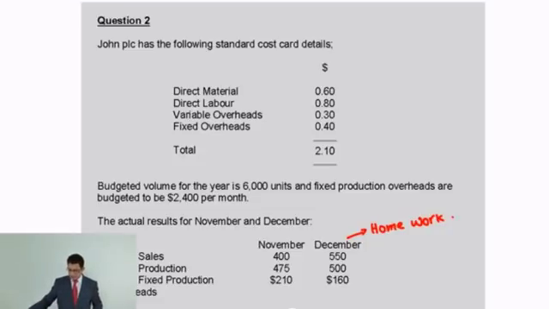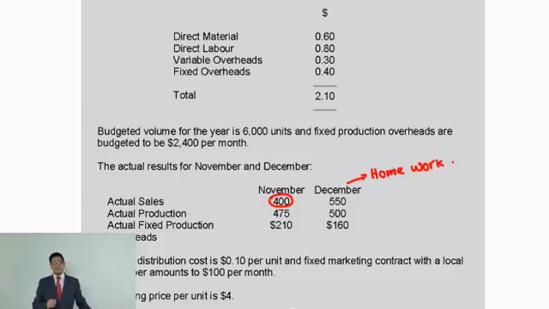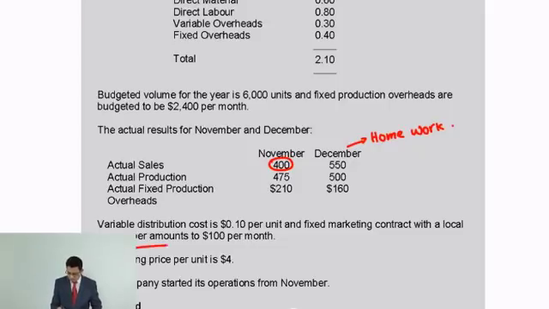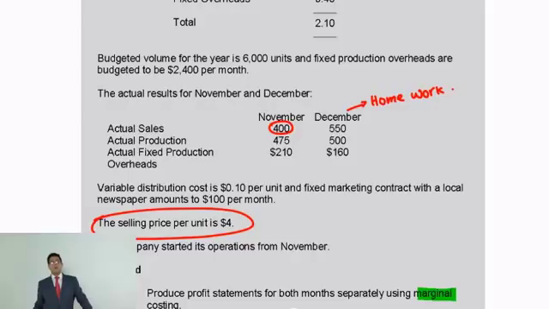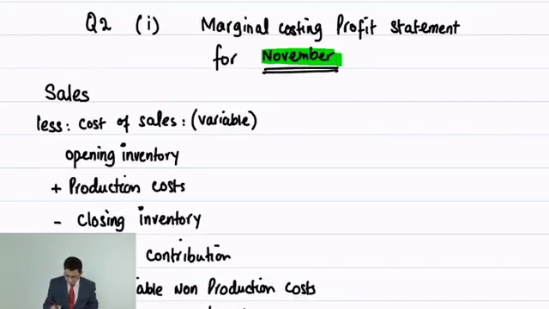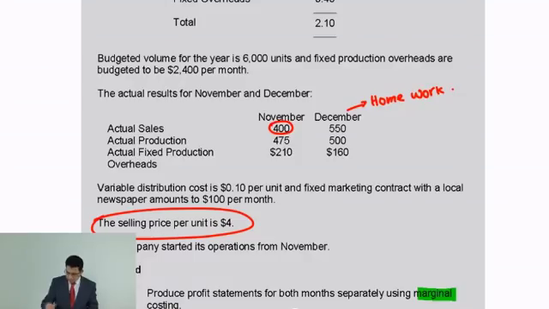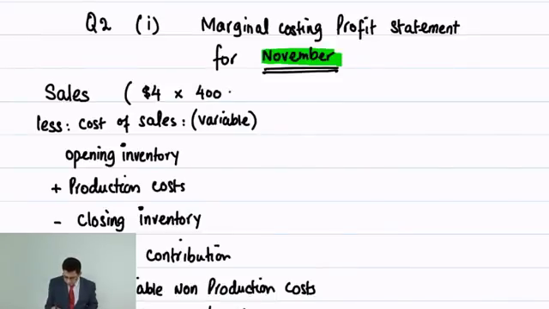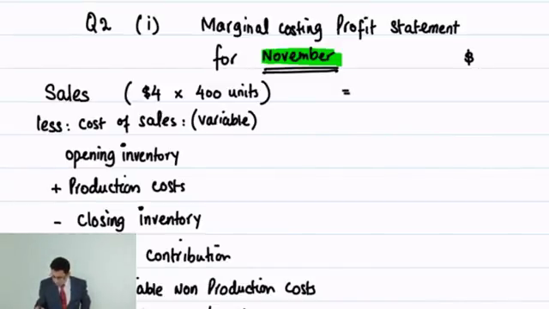Okay, first of all, sales. We are given for the month of November, sales were 400 units. And what was the selling price? Okay, here is the selling price. Selling price per unit is $4. So $4 multiplied by the number of units, which is 400, and that generates a revenue of $1,600.